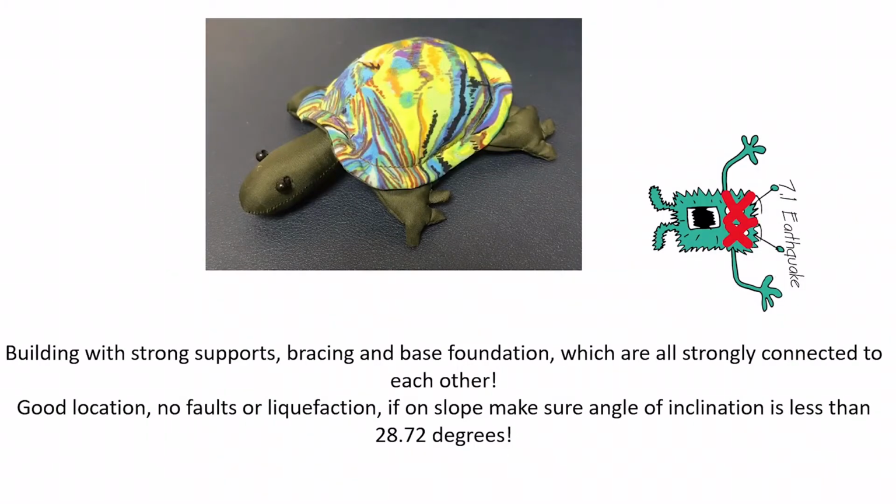So, in conclusion, Turtle needs to keep these rules to survive the 2017 Mexico City earthquake. First, make sure the building has strong supports, bracing, and base foundation, which are all strongly connected to each other. Second, be in a good location. No faults or soils that go through liquefaction. If on a slope, make sure the angle of the slope is less than 28.72 degrees.